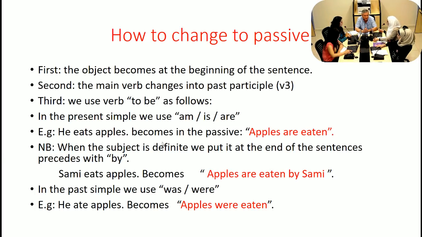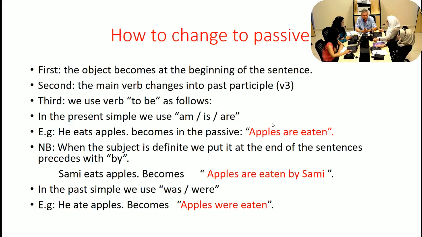In the present simple, we use is and are. For example, he eats apples. It becomes in the passive, apples are eaten. Because apples is a plural noun, it takes are, not is. Now we have a note that when the subject is definite, we put it at the end of the sentence, preceded by by. For example, Sammy eats apples. It becomes apples are eaten by Sammy.